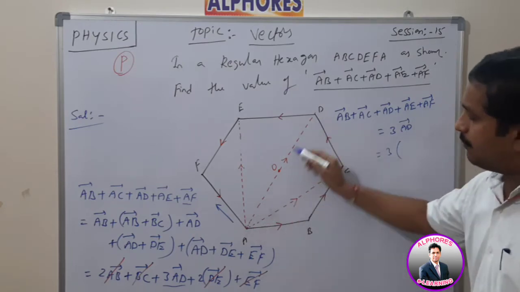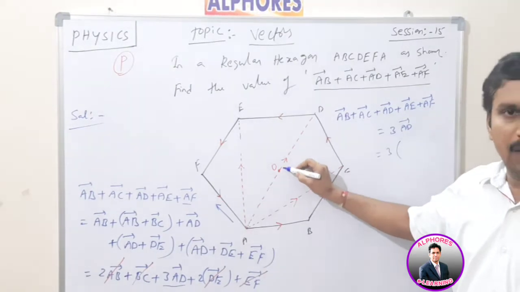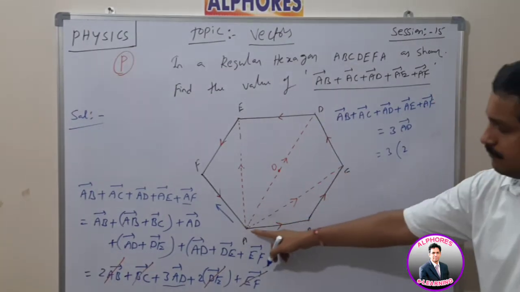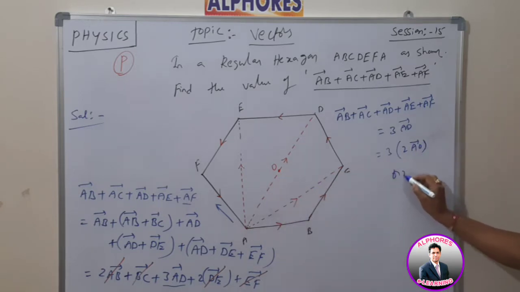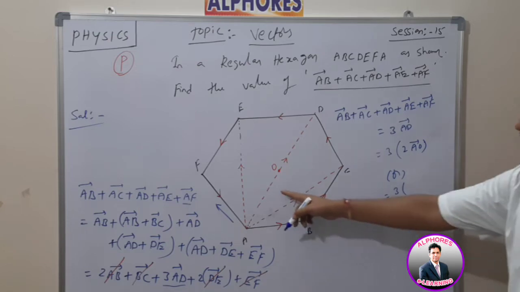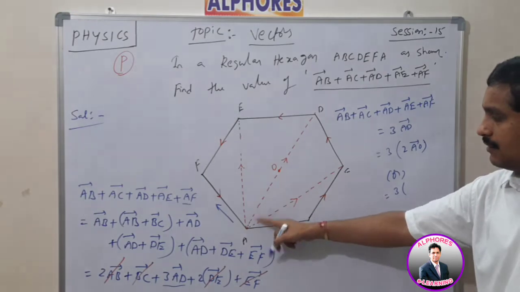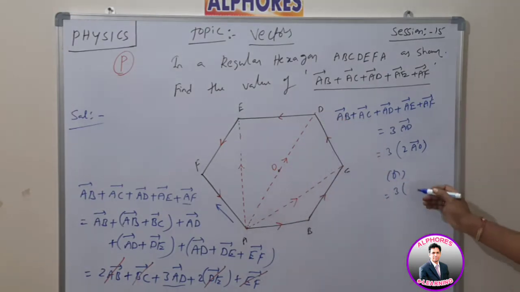This total AD can be written as, here O is the center of the regular hexagon. That's why this AD can be written in the form of 2 into AO bar. So this AO is equal to OD. Why? Because it is the center. From this center, AO is equal to OD, as per the regular hexagon concept. That means the value here is 3 into 2 into OD bar.